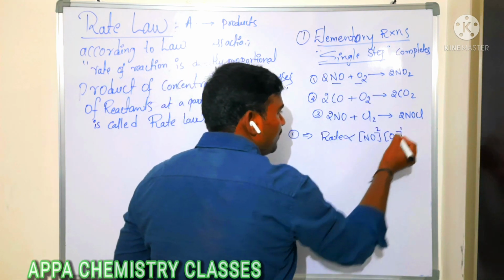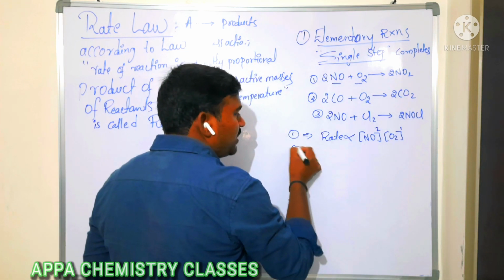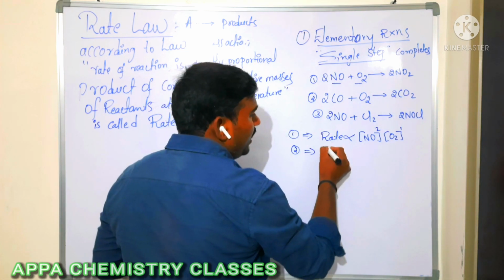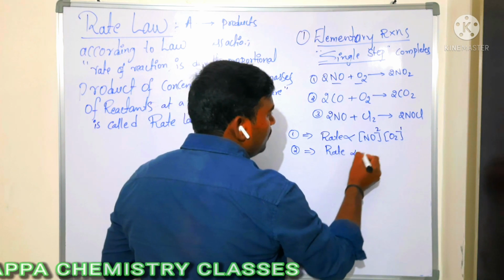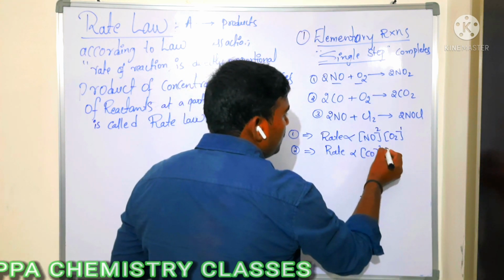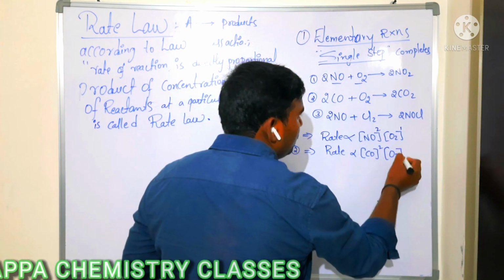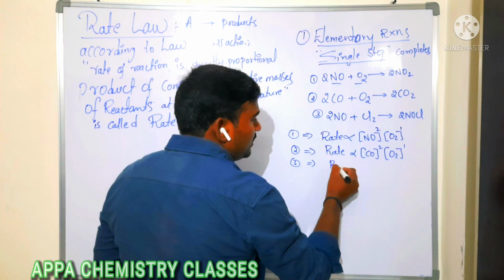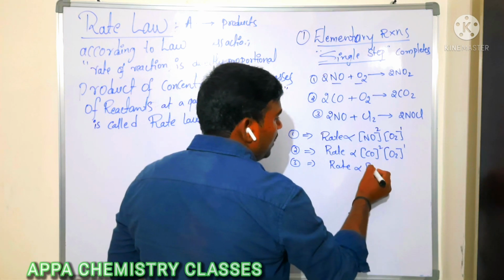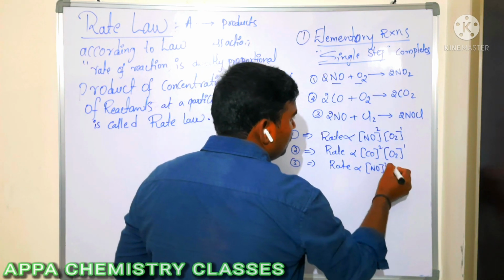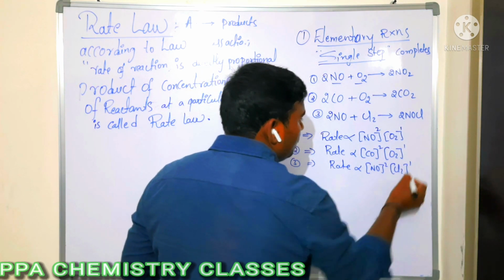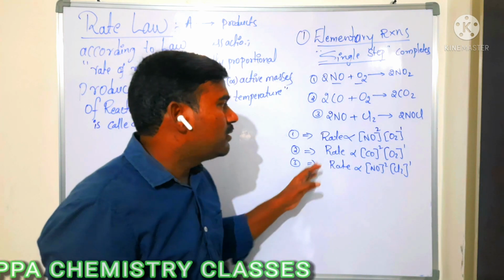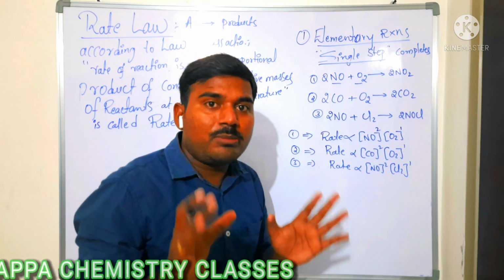Coefficient of O2 is what? 1. And in the same way, for the second reaction, what happens? Rate is directly proportional to concentration of CO power 2, concentration of O2 power 1. And for the third reaction, rate is directly proportional to concentration of NO power 2 and Cl2 power 1. Okay? So that is the rate expression in case of elementary reaction.